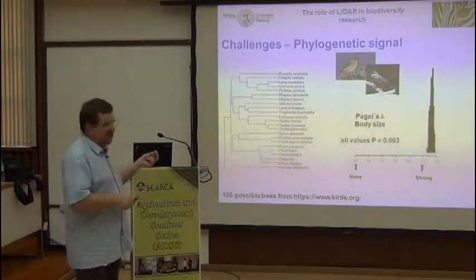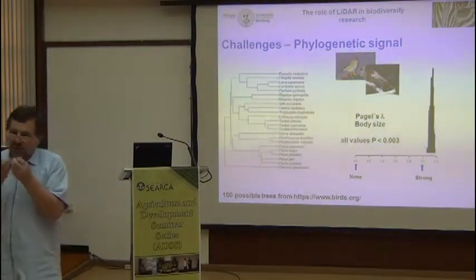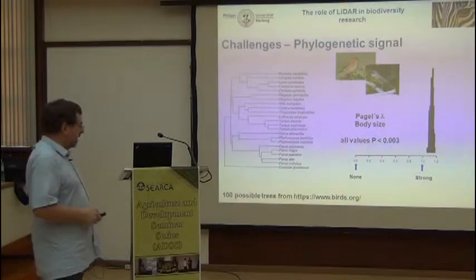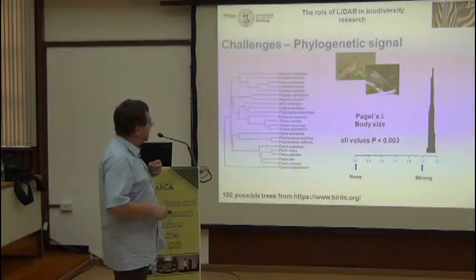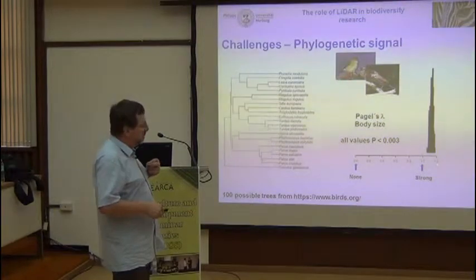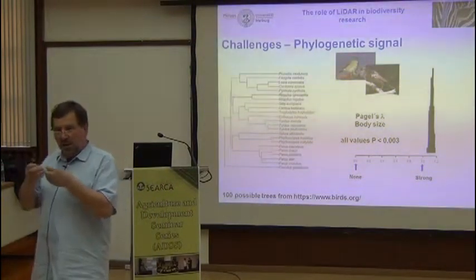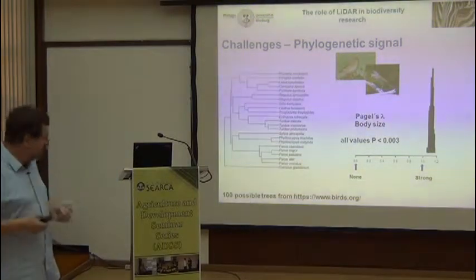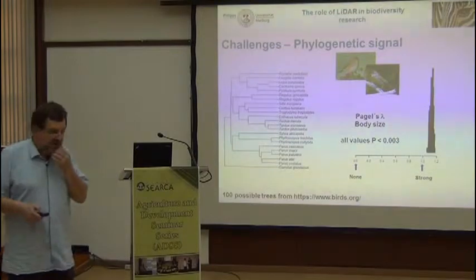And 20 years ago, somebody developed a metric which can be used to capture the phylogenetic signal. And this is called Pagel's lambda. It's between 1 and 0, it can be even a little bit above 1. 1 means a high phylogenetic signal, and 0 means a low phylogenetic signal.